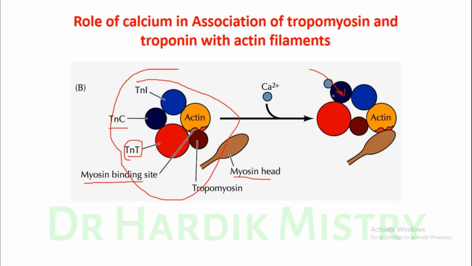Once the calcium ion binds with the troponin C, some type of change occurs in the troponin I, and it opens up the active site on the actin filament where the myosin head is going to bind. Once the myosin head binds with the active site on the actin filament, the muscle contraction begins. So here the calcium ion is the most important for the muscle contraction.